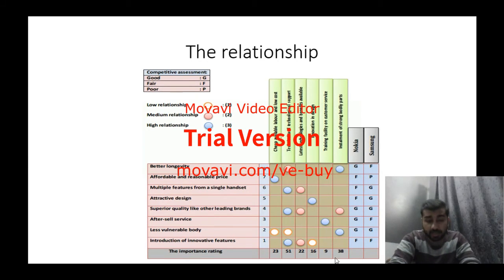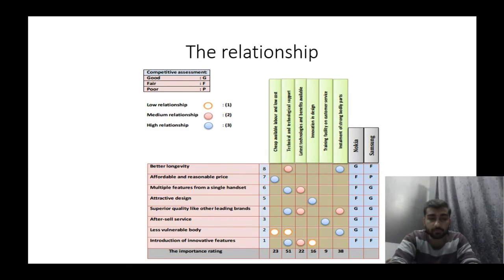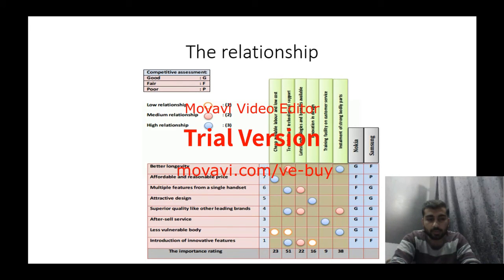So we can have a complete analysis of what our core competencies are, and why the customer would choose the brand, the particular product, against the competitor's product. This is the complete matrix, and that's how we do it.